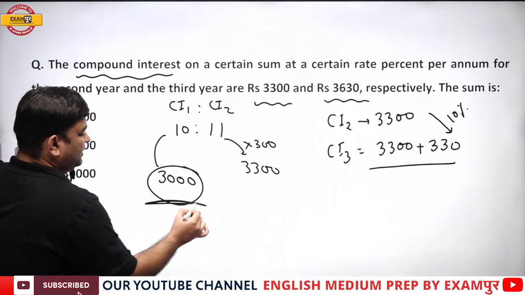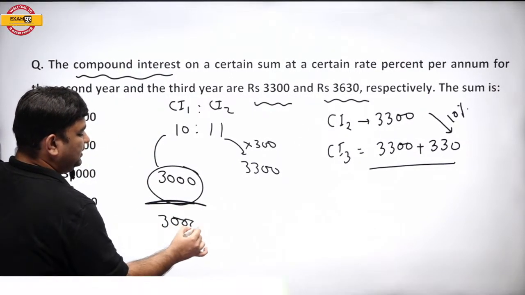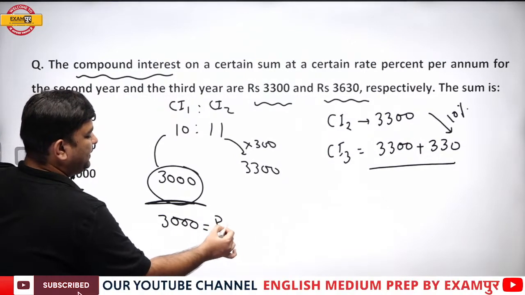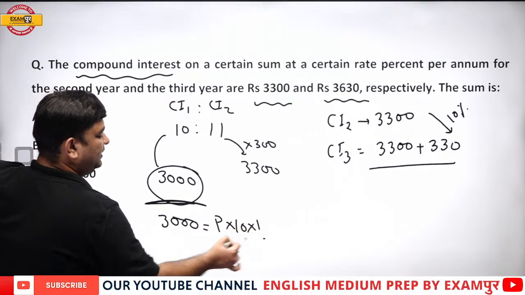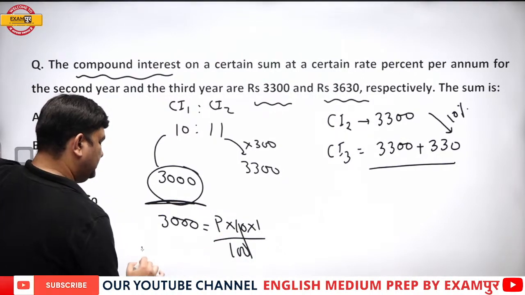So 3000 is the interest. What is the principal? Rate times time, first year, 1 year, divided by 100. So 30,000.